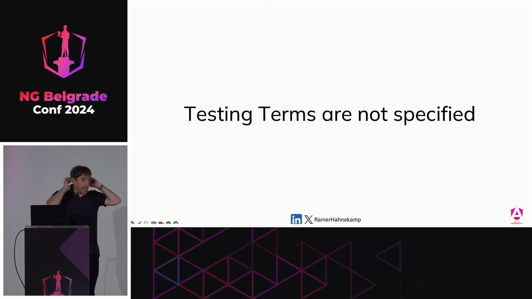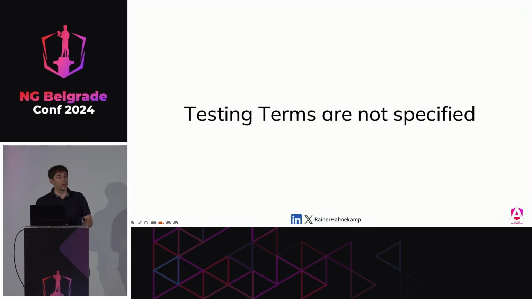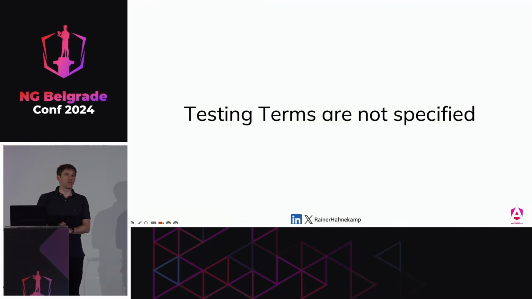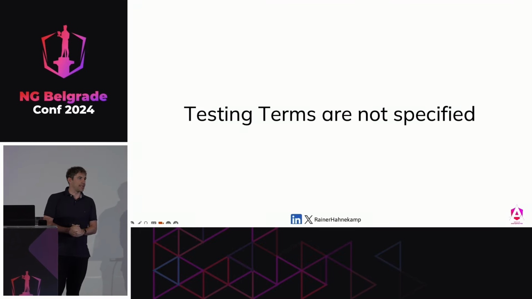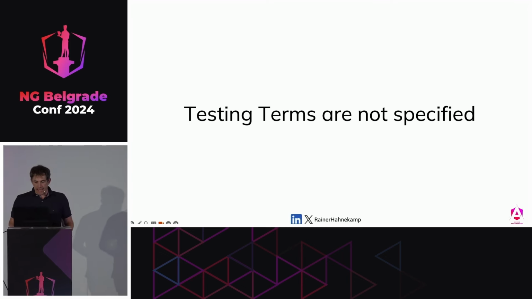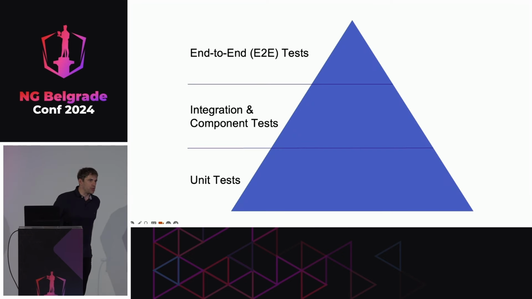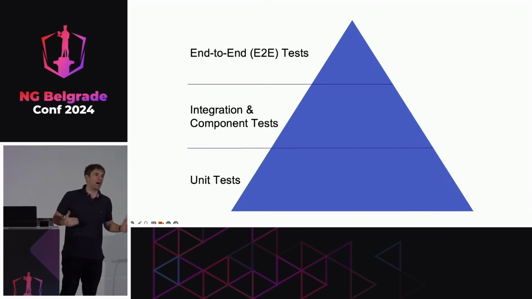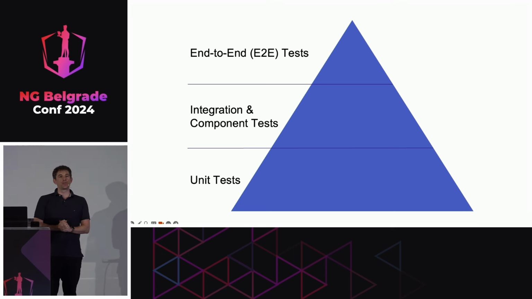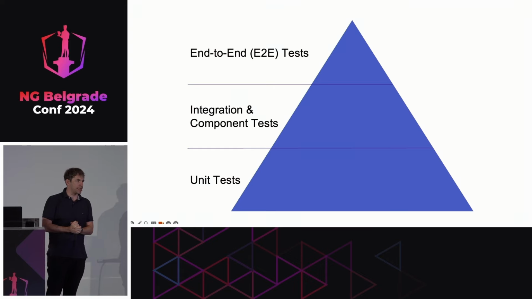Testing types. Why do I actually have to do this? Because there are no universal definitions of testing types. So it could be the case that I use the term unit test and that you have a completely different interpretation of what a unit test means. And that's why I have to give you my definition, so that you understand what I mean when I use this or the other term. I will not introduce new terms. I will use those which I think are most commonly used, also coming from the testing pyramid. So I will use unit, component, integration, and end-to-end tests.